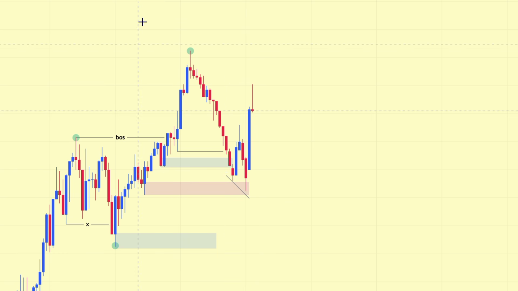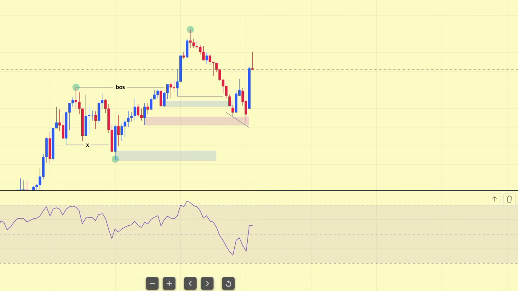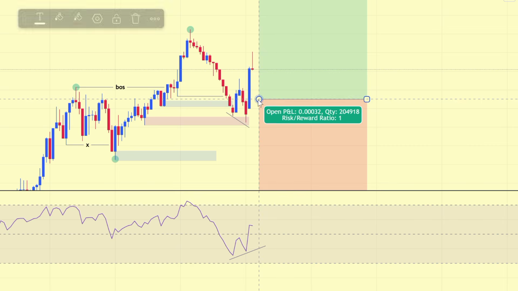Let me take the RSI. You might see this is a divergence, and you may say that that's a valid buy, but that's not a valid buy. You can clearly see here price made a lower low, and on the RSI price made a higher high. So you might say that's a very nice entry, and you'll say that I will enter based on this.